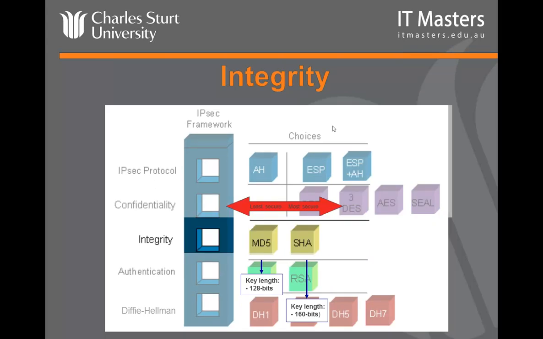So if we look at our integrity, again on the continuum of least secure to most secure, MD5 hashing and SHA hashing. Again, MD5 uses a key length of 128 bits, SHA uses 160 bits. SHA stands for Secure Hashing Algorithm. Now MD5, it's been well recorded that it is possible to launch an attack against it and discover keys in terms of collisions.